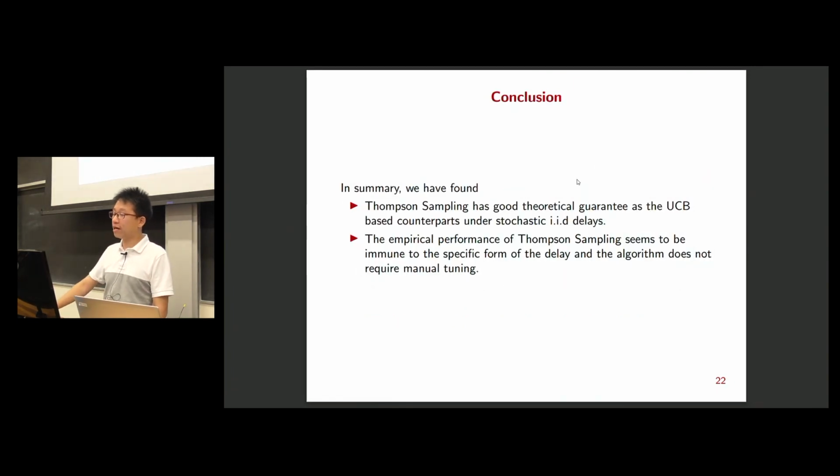In conclusion, we have found Thompson sampling has good theoretical guarantees, as good as the UCB-based counterparts, under stochastic IID delays. The empirical performance of Thompson sampling seems to be immune to the specific form of the delay, and the algorithm does not require manual tuning. For example, for UCB algorithms, you have to tune the radius, and sometimes under different scenarios, you have different alpha parameters to tune.